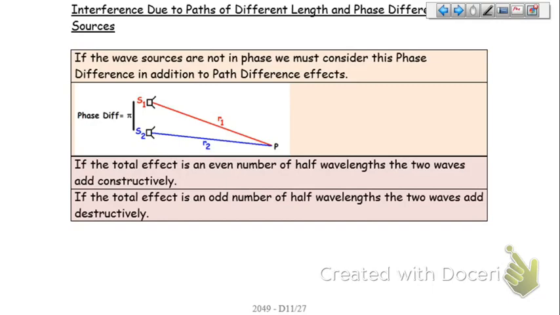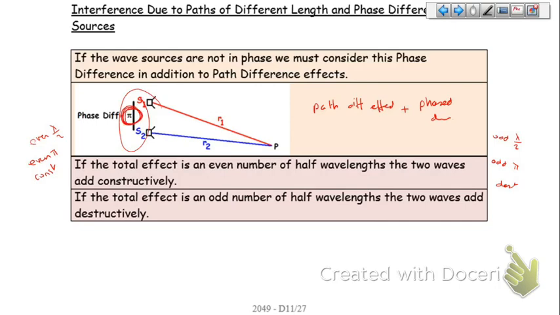So if the total effect is an even number of half wavelengths, so this is even, lambda over 2 or even pi, I get constructive. If it's an odd lambda over 2 or odd pi, then we're going to get destructive. But we've not just got the path difference effect. We have the phase difference effect because of the speakers. And we've got to take that into account. Okay, so let's do an example of that.